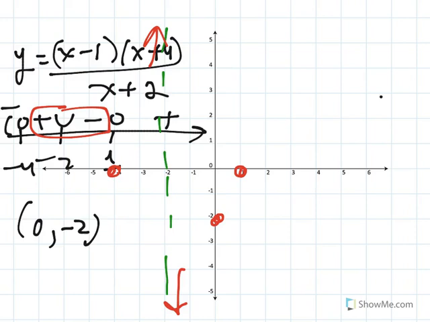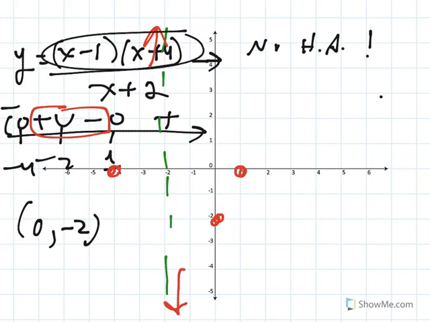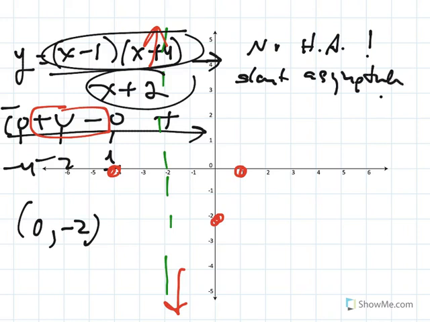So here's a new thing now. When the degree of the numerator is bigger than the degree of the denominator, it's not going to have a horizontal asymptote. Instead, if the degree is 1 higher, which it is in this case, this numerator is degree 2, this is degree 1, it's going to have something called a slant asymptote, which is going to be a line, but it's not going to be a horizontal line.